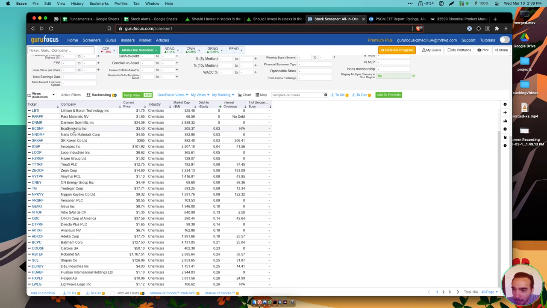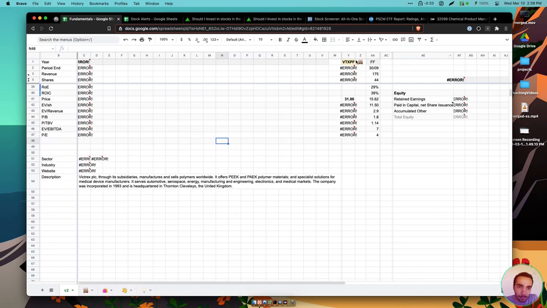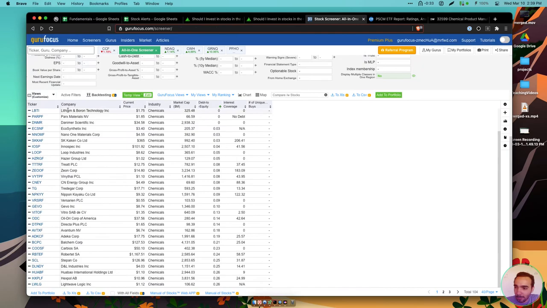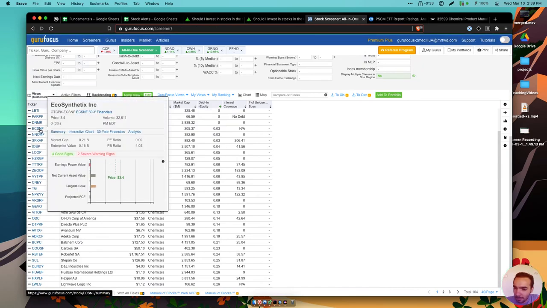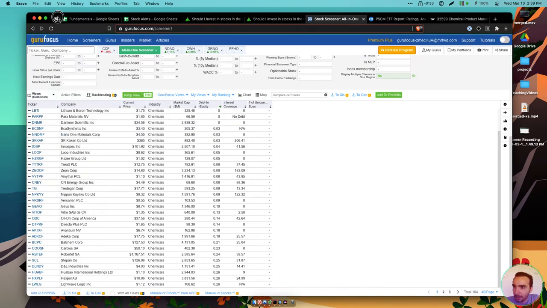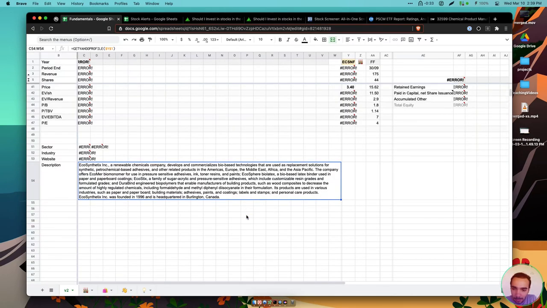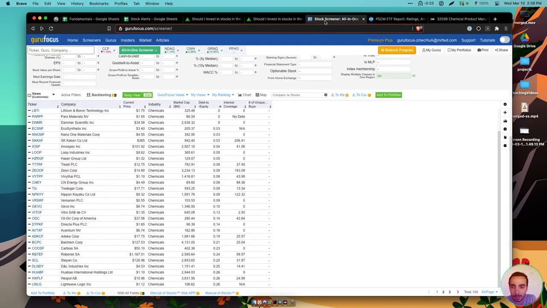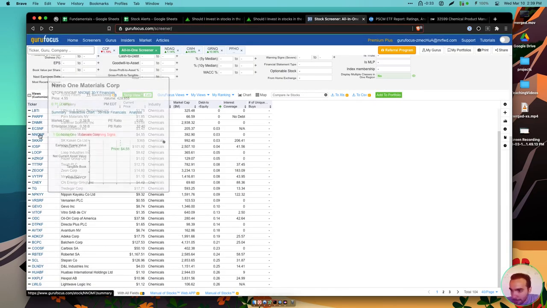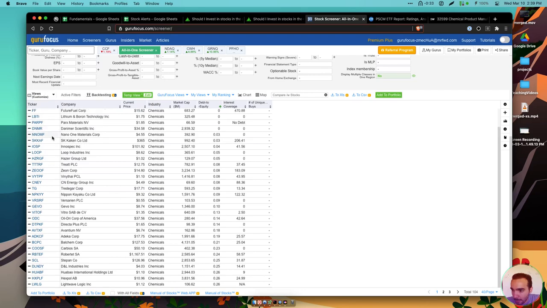Ecosynthetics. Okay, yay. Oh, it's another one of those 5. ECSNF. Probably not gonna work. I think it's Canadian? Yeah, probably Canadian. Or maybe it's OTC, right? Yeah, headquartered in Canada. All right. Nano One Materials Corp, SK, probably same thing, right? All right, this is a 4-letter one, IOSP.